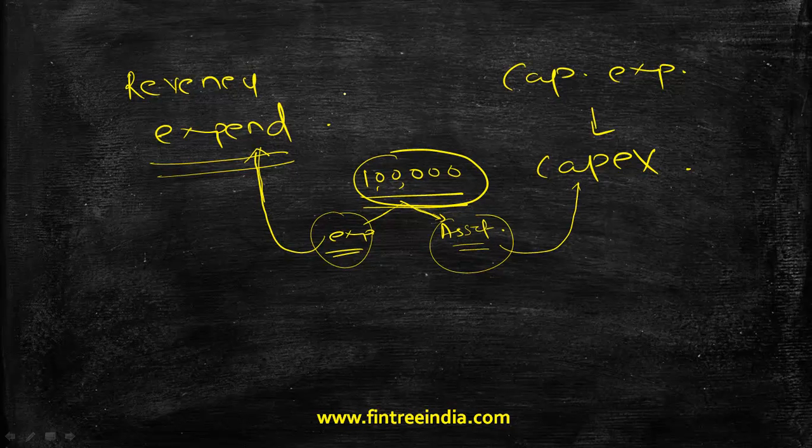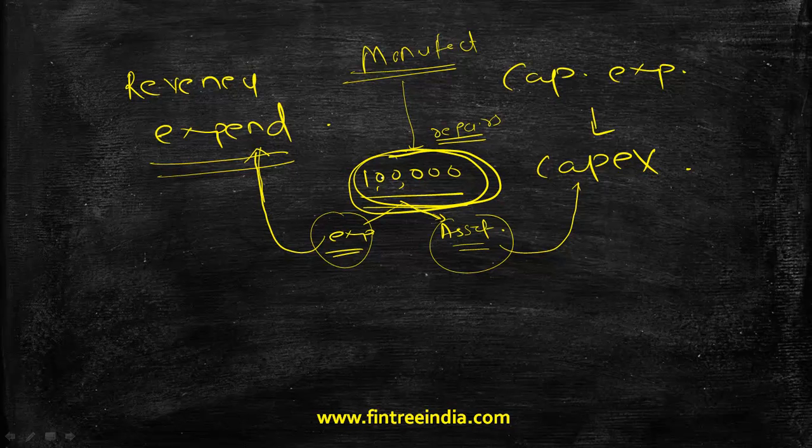So let's do an example. Let us say that we are in the business of manufacturing and we decided to spend 100,000 on certain repairs of our plant and machinery. Now what is the purpose of these repairs? The purpose of the repairs is to take care of the wear and tear of the machinery. That means it's a repairs which is in the regular nature, it's a regular business activity. Then we would simply say that it is a revenue expenditure for the business.